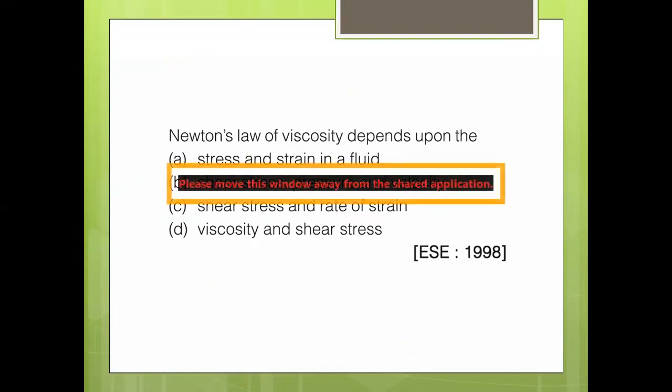Option C. Sir, this question is already done. It is done. It is over, no? I think it is repeated.